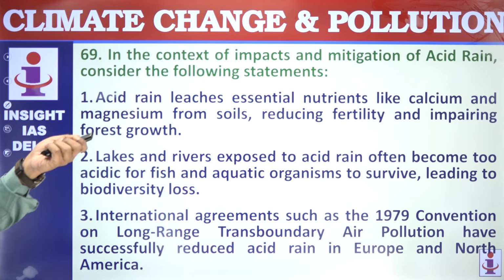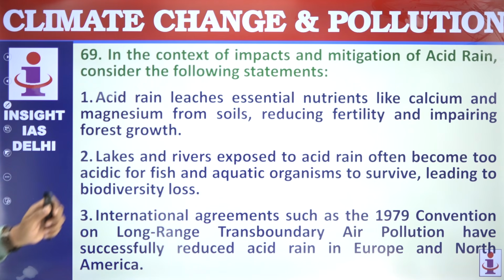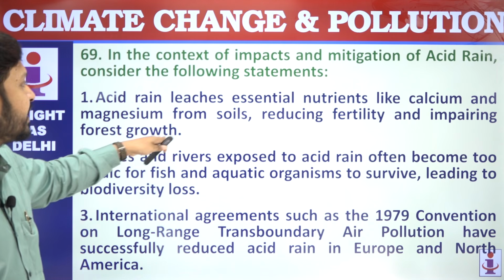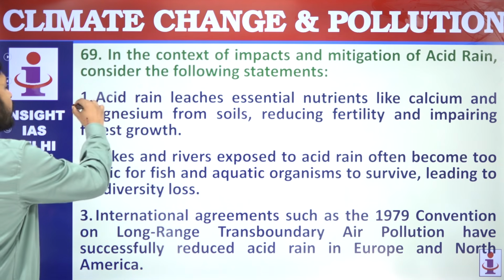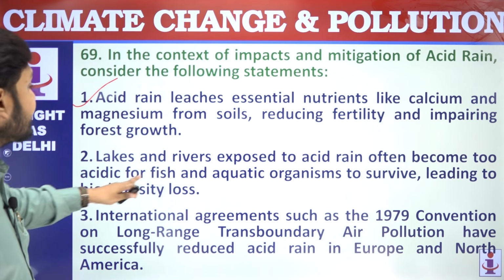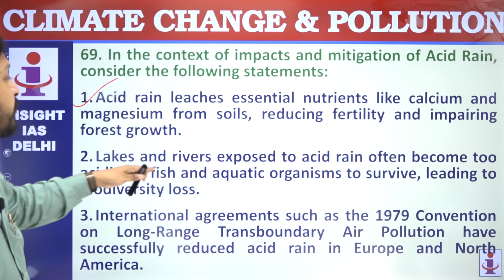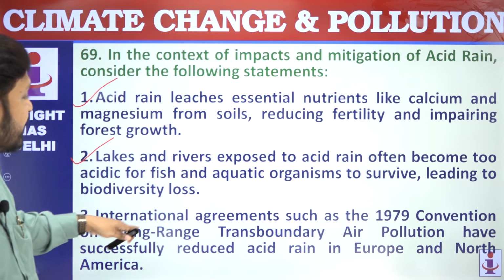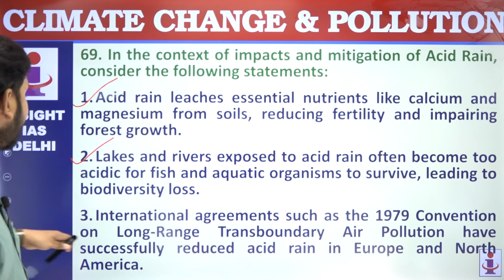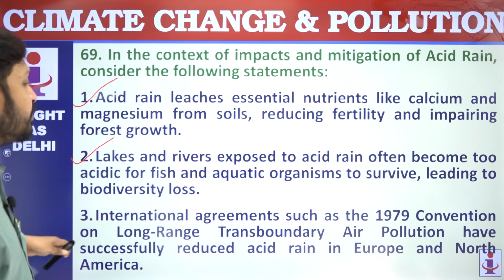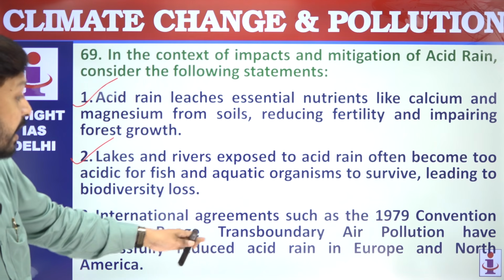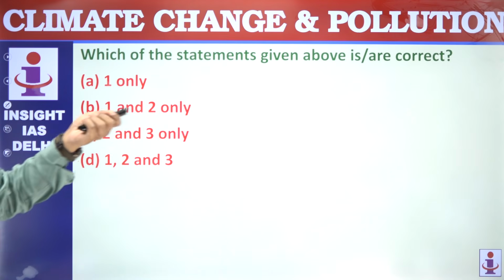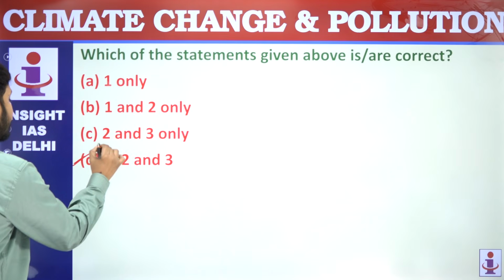Next one. In the context of impact and mitigation of acid rains, consider the following statements. Same with the acid rains. Acid rain leaches essential nutrients like calcium and magnesium from the soils, reducing fertility and impairing forest growth. This is the right statement. Lakes and rivers exposed to acid rain often become too acidic for fishes and aquatic organisms to survive, leading to biodiversity loss. This is also the right statement. International agreements such as the 1979 Convention on Long-Range Transboundary Air Pollution have successfully reduced acid rains in Europe and North America. This is also the right statement. So all three are correct, so all three are there in option D. This is the right statement.